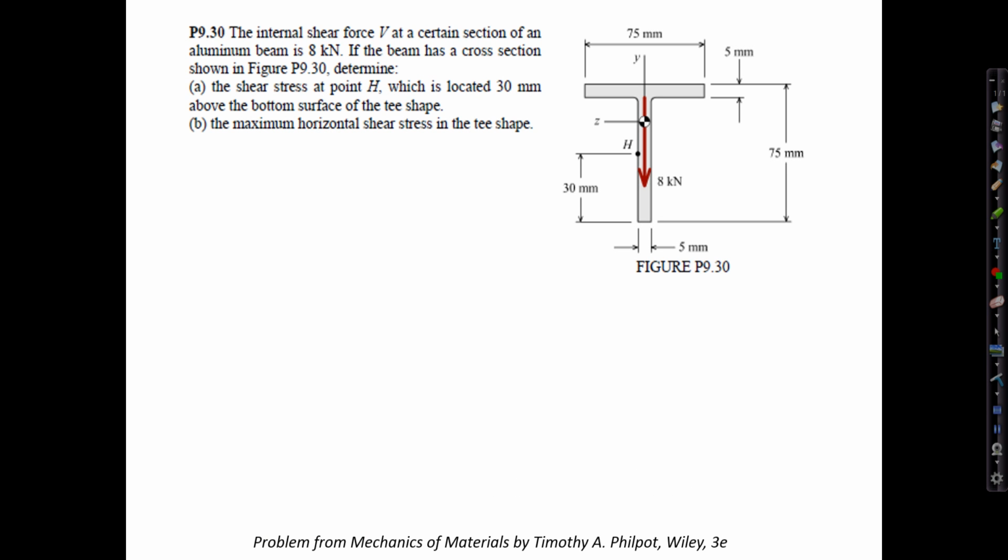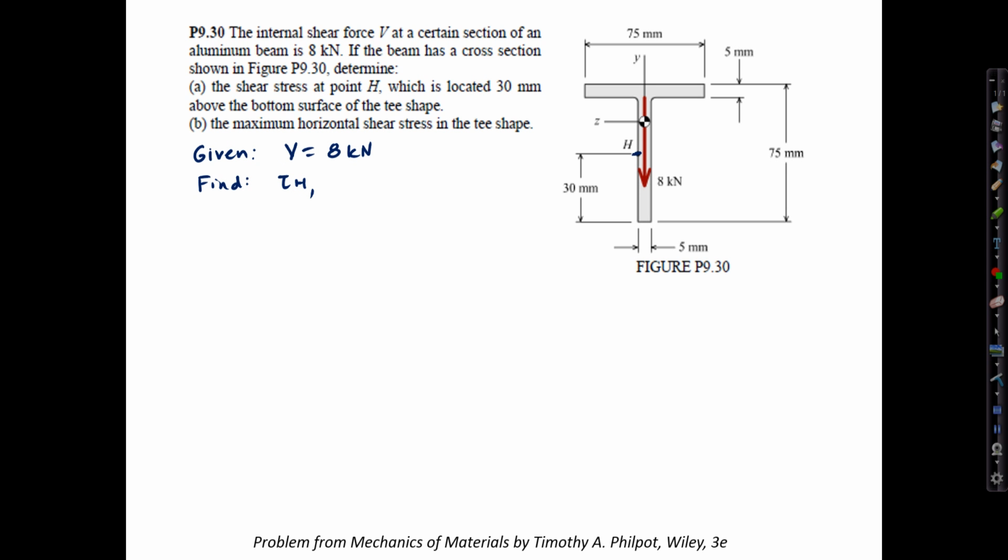This is a problem from Mechanics of Materials by Timothy Philpott, Wiley, 3rd edition. The internal shear force V at a certain section of an aluminum beam is 8 kilonewtons. Let's go ahead and record that as a given. V equals 8 kilonewtons. And given the cross-section shown in the figure, determine the shear stress at point H, which is located 30 millimeters above the bottom surface. Here's the point H on the cross-section. We'll say find tau sub H.